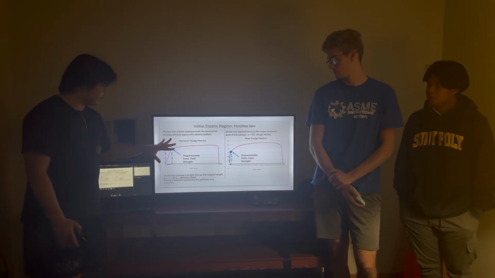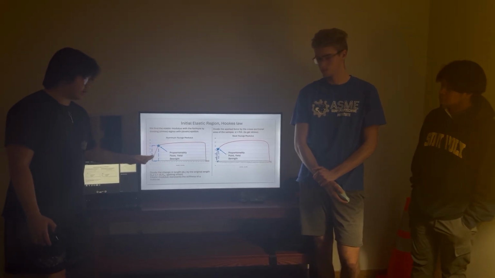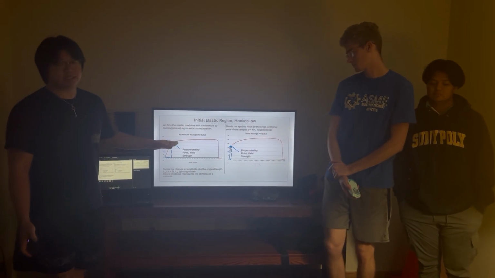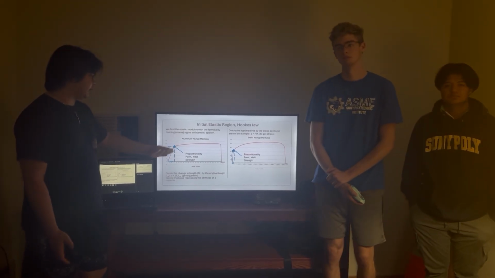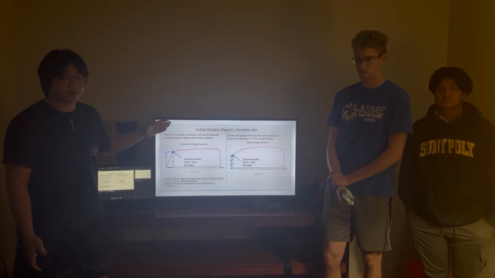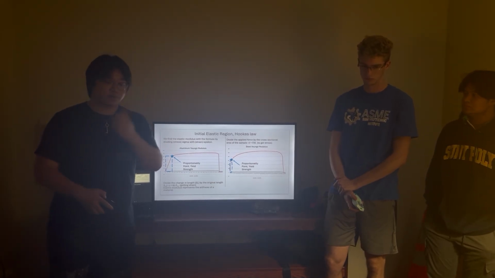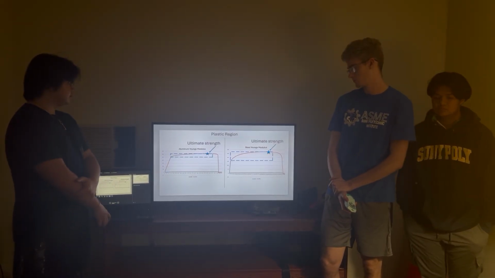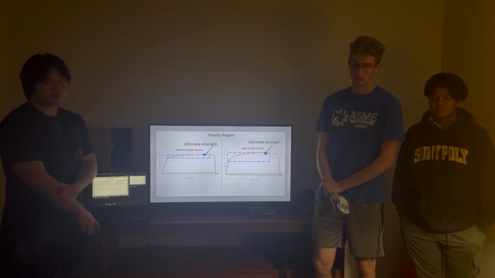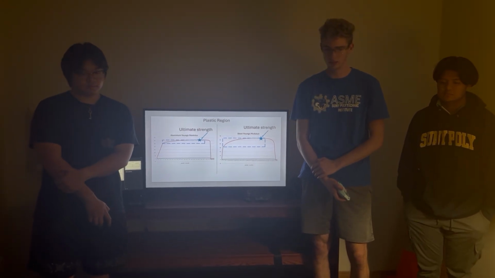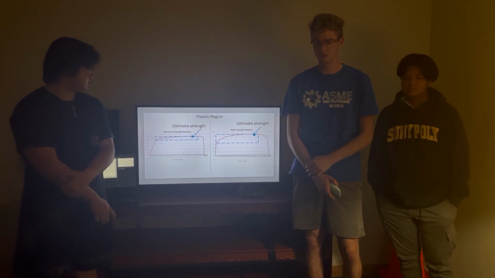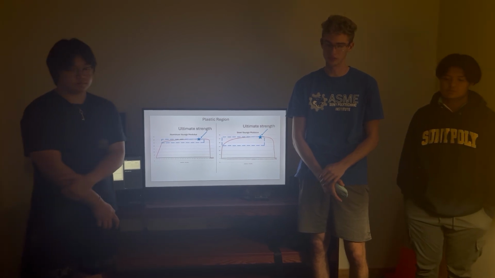And in this graph, this is the linear graph of our aluminum and steel. And in these parts of the graph, both of them obey Hooke's law, and it would go back to the original position afterwards. This indicates the stress level at which each material permanently deforms after an external force is applied.